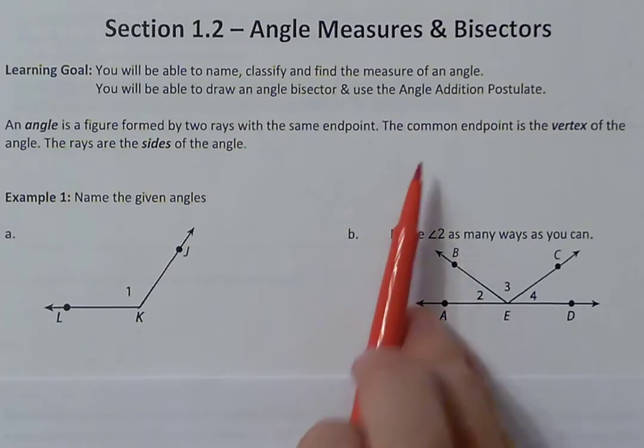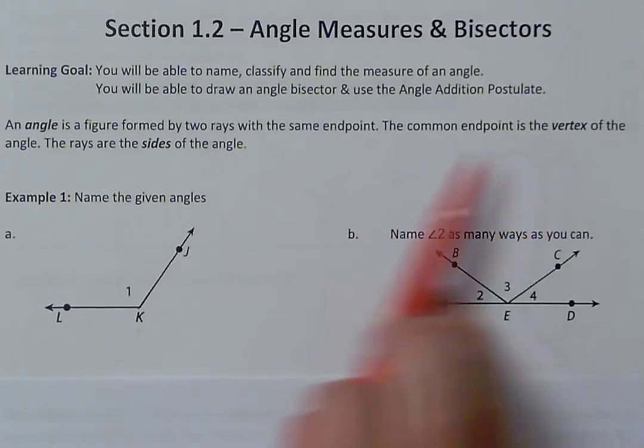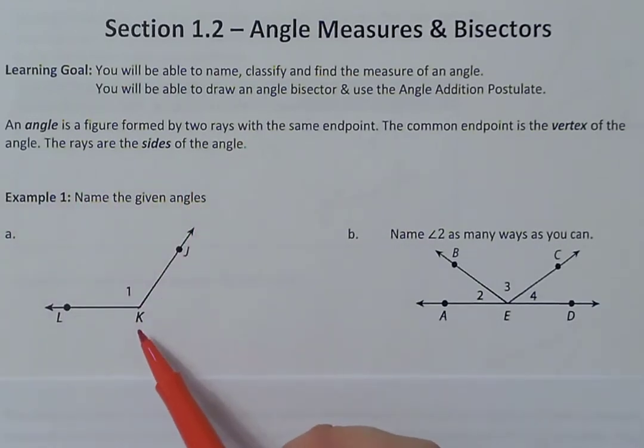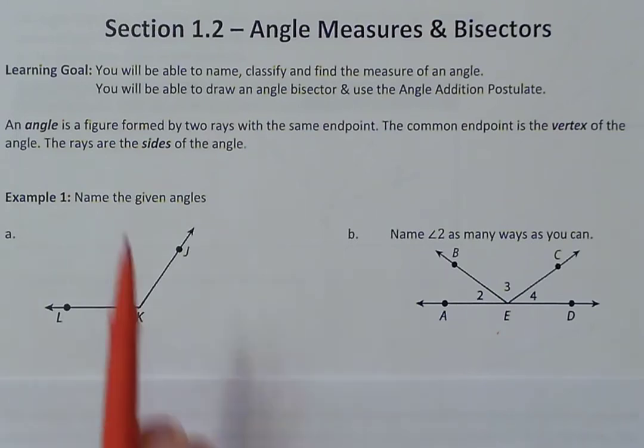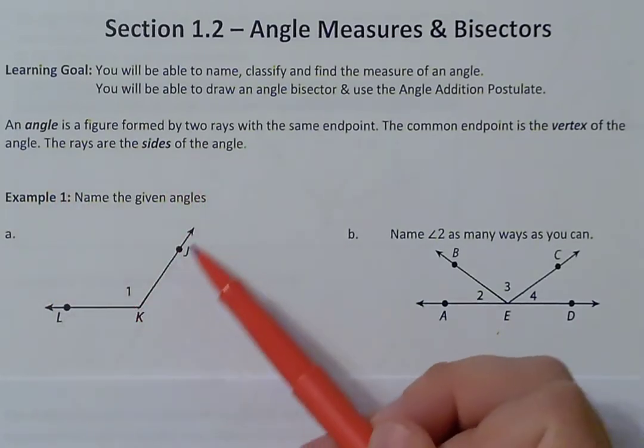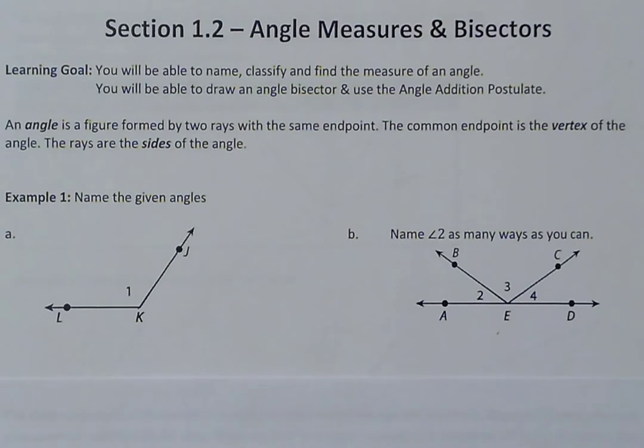Now, the common endpoint that they share is referred to as the vertex of the angle. So the vertex of this angle would be K. The vertex of these angles over here would be E. So just something to keep in mind, where those two lines meet is going to be referred to as the vertex. Now, the last part here is that the rays are going to be the sides of the angles. So KJ and KL are the sides of our angle. Now, we're not going to really worry too much about the definition of an angle. It's just some terminology. The main thing to take away is what a vertex is.